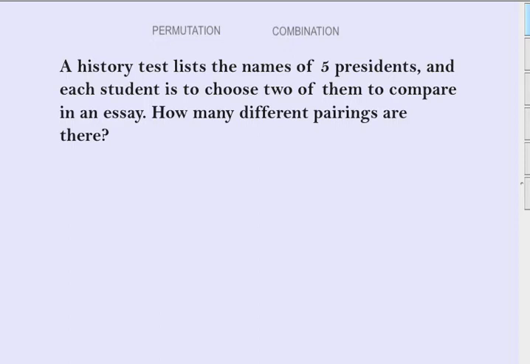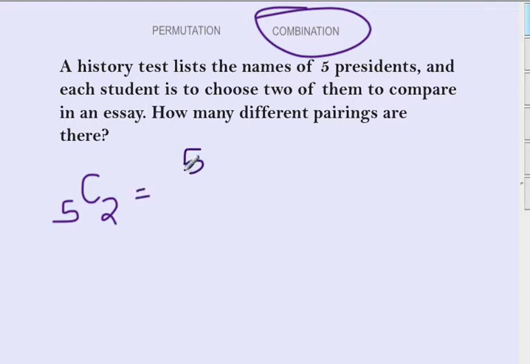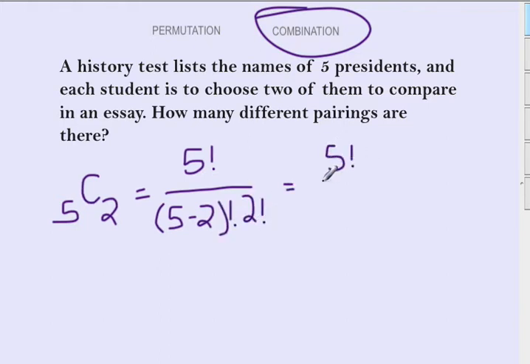Well, yeah, it is. So the order in which you pair them doesn't really matter because ultimately you're just comparing the two. So that's going to be a combination. So you have 5 total and you're going to choose 2 of them. So we're going to have 5 factorial on top, and then on the bottom we're going to do 5 minus 2 factorial as well as having 2 factorial. So we're going to have 5 factorial, 5 minus 2 is 3 factorial, and then you're going to have 2 factorial.